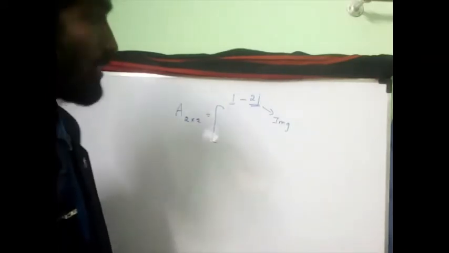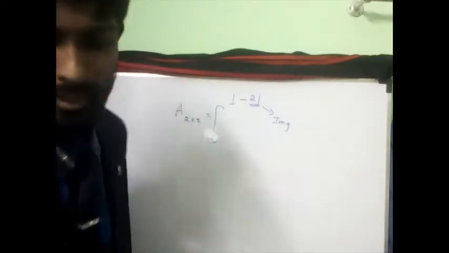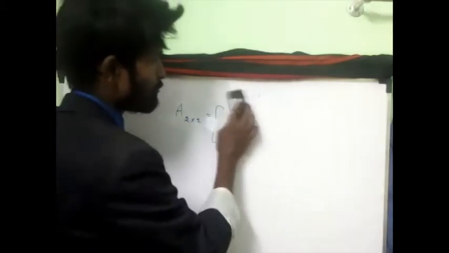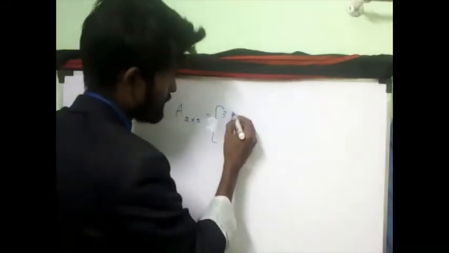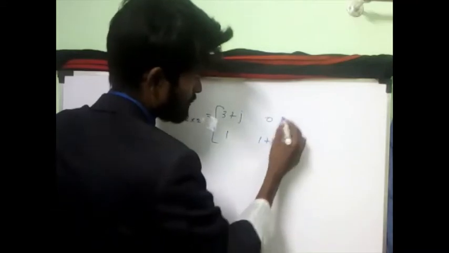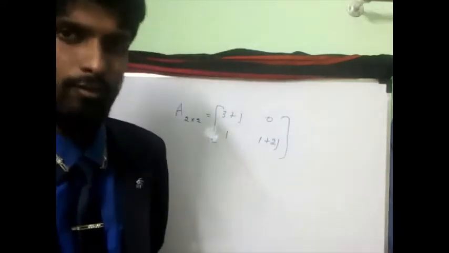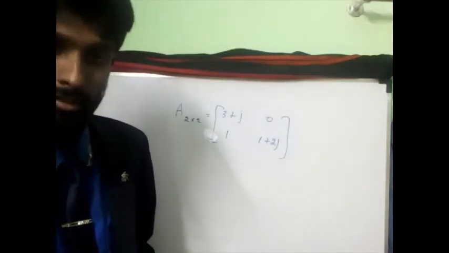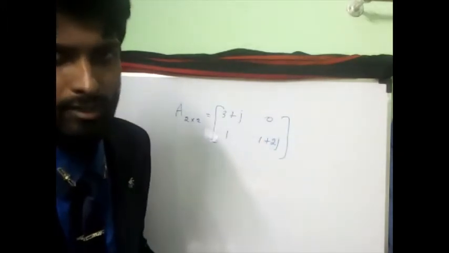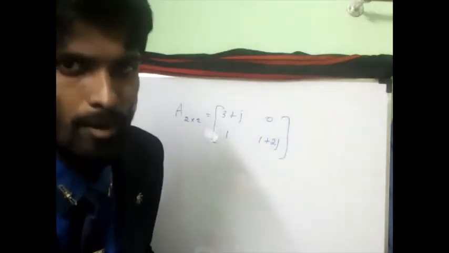So let me take a matrix whose entries could be complex. I have this one: 3 plus j, then 0, 1, 1 plus 2j. Look at this. This matrix is a complex matrix, right? Because some of these elements are represented in the form of a complex number.